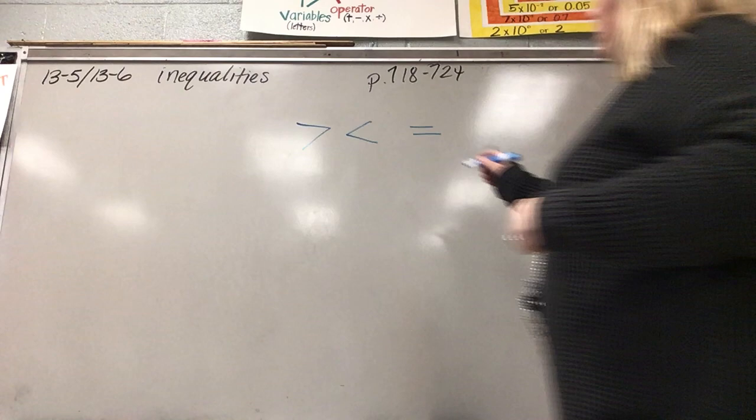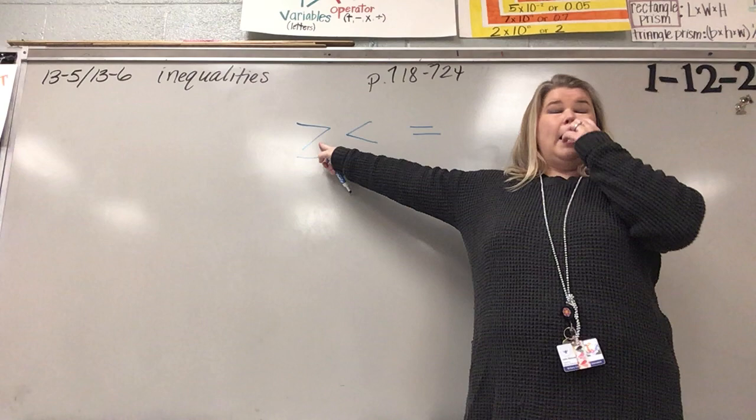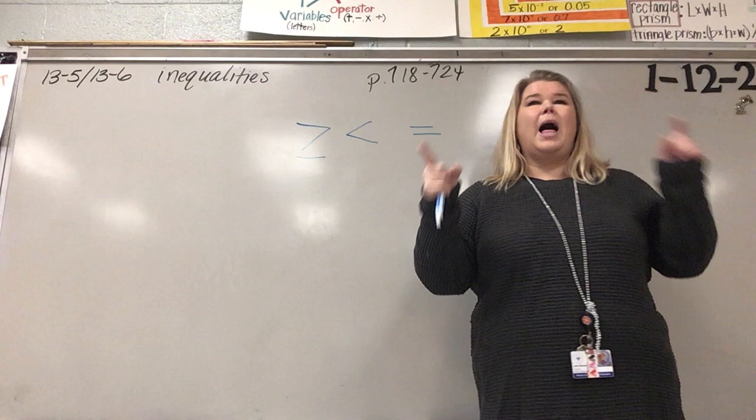She doesn't think she's seen it in first grade. No. I have no idea what that is. You don't have a clue? No. What is this sign? Less than. Greater than. Greater than or equal to. If you put a line under your sign, it means equal to.